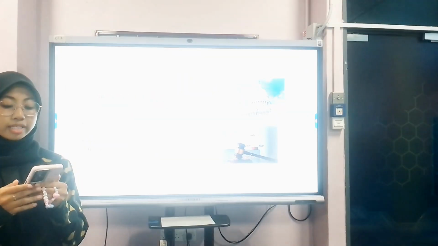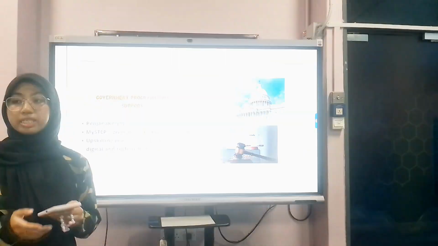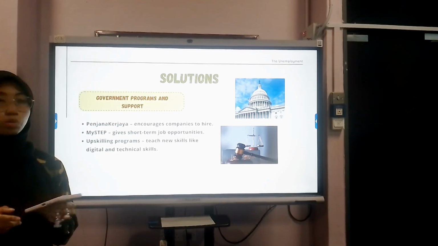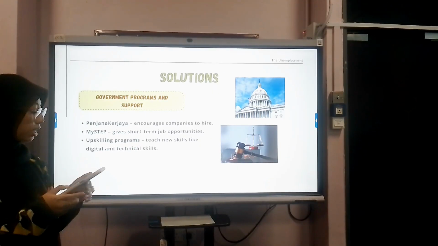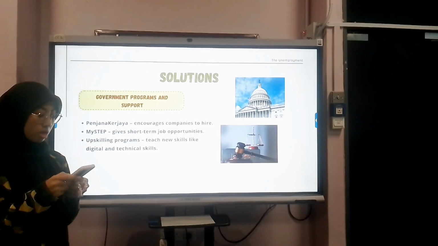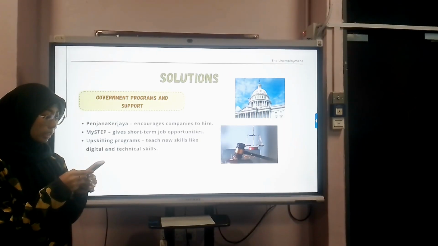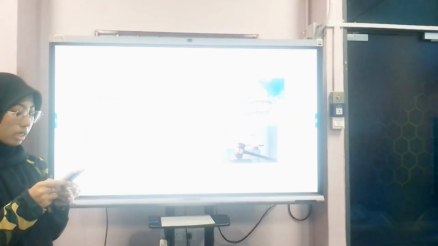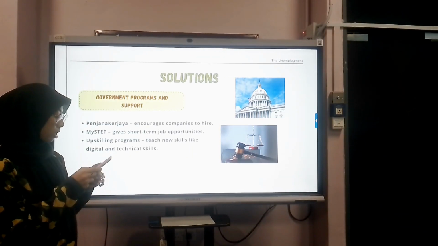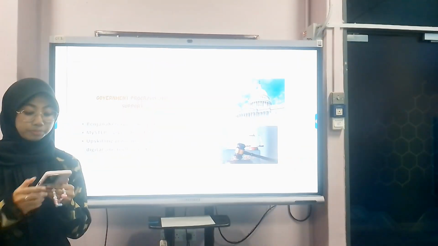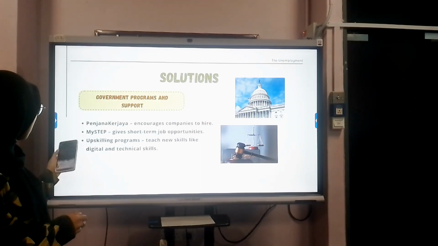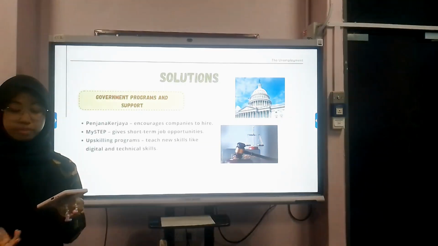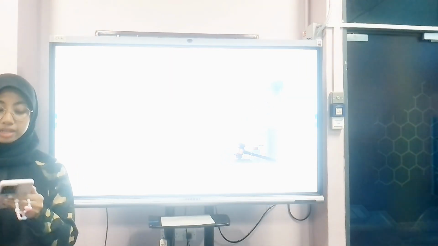As we know, the government has already introduced many programs to help Malaysians get jobs. For example, Penjana Kerjaya, which encourages the companies to hire more workers. The second one, MyStep, which gives short-term job opportunities. The last one, upskilling programs, which teach new digital and technical skills to help people stay employable. All of these programs show that the government is actively working to reduce unemployment and prepare workers for modern job markets.